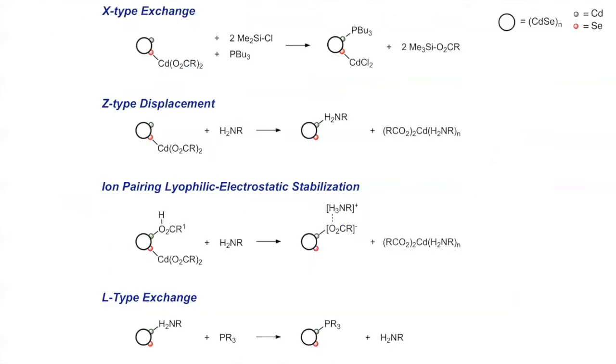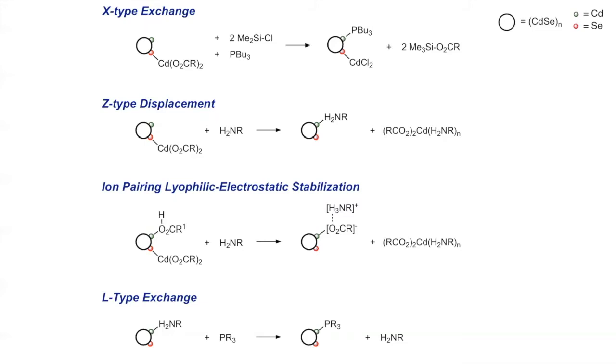And we walked through a handful of different reactions that are summarized here at the top. There's an X-type exchange where chlorotrimethylsilane replaces carboxylate for chloride. And in this example, tributylphosphine binds to the product. So the carboxylate for chloride conversion is this X-type exchange. We also talked about the displacement of cadmium carboxylate using amine donors. And so that's removal of these Z-type ligands and binding of an L-type ligand.